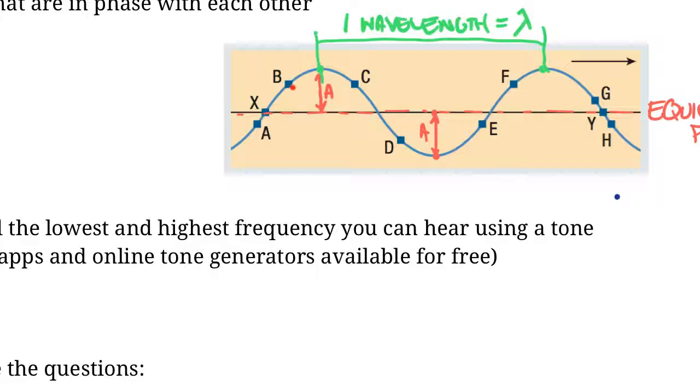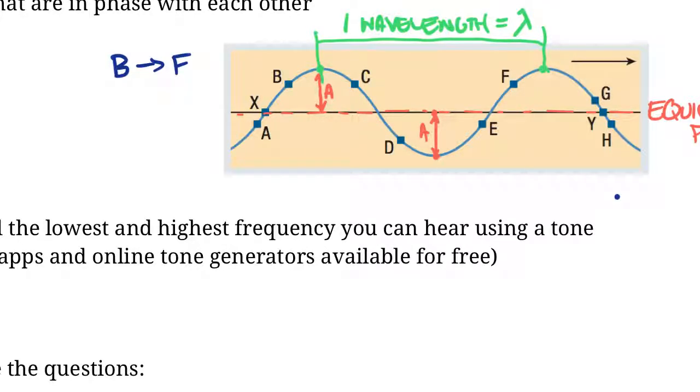Let's try B. So B is just before the crest. If we followed B for one cycle, so up to the top, down to the bottom, and almost all the way up to the top, we have F. So B and F are in phase with each other. They are one wavelength apart from each other. So we could say B and F are in phase with each other because they're a wavelength apart.